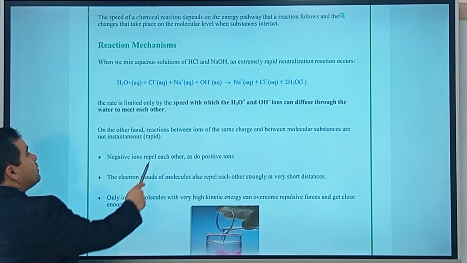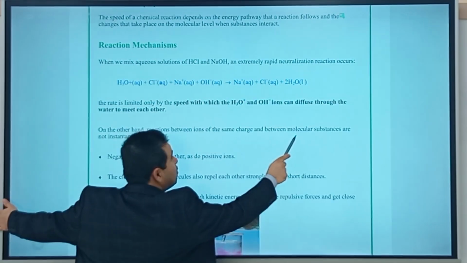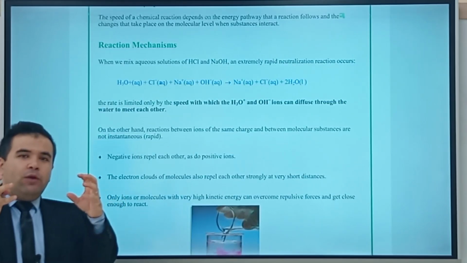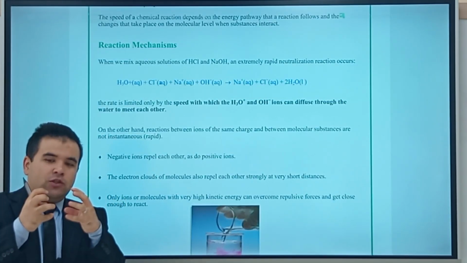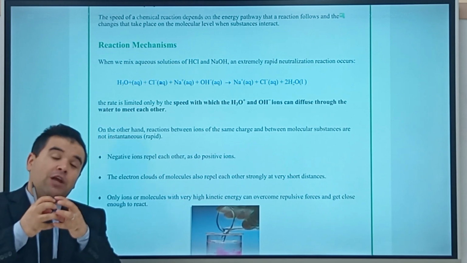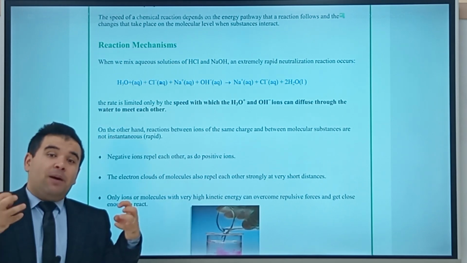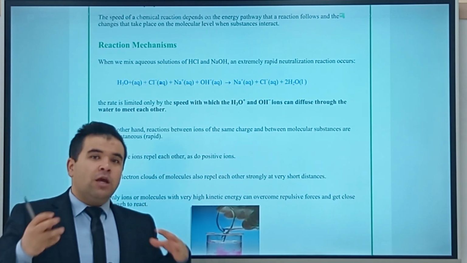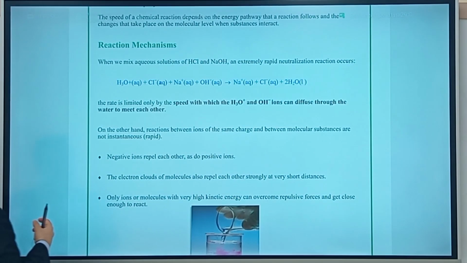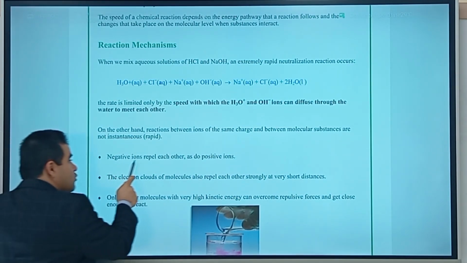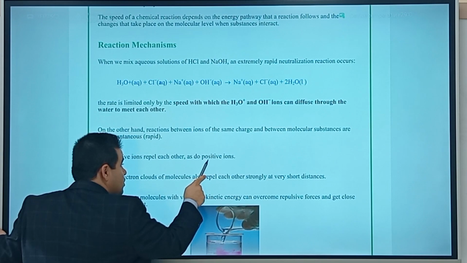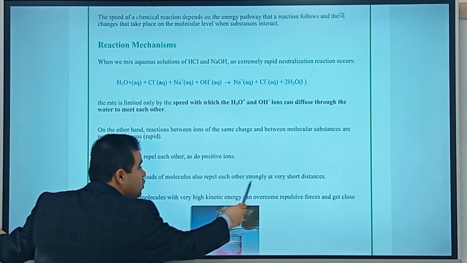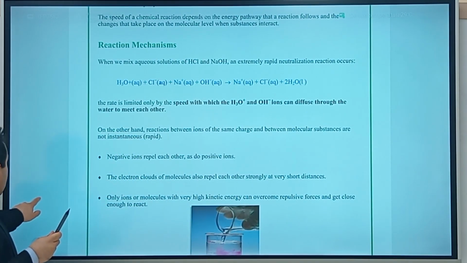On the other hand, reactions between ions of the same charge and between molecular substances are not instantaneous, are not rapid. Guys, whenever we have the same charges, when they approach each other, they repel each other. Positive, positive, and negative, negative repel each other. That's why there is a repulsion force between those ions. They will not be able to attract each other and react. Negative ions repel each other, and so do positive ions. The electron clouds of molecules also repel each other strongly at very short distances.